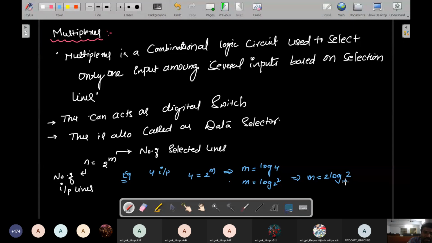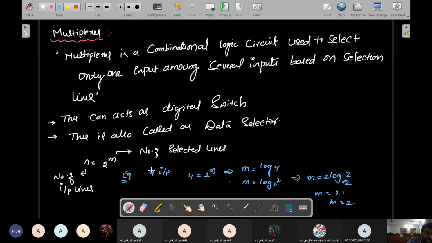Sorry, log base 2, not base 10. So log 2 power 2 is nothing but 4, and it will be 2 log 2 with base 2, which is equal to 1. Therefore m is equal to 2 into 1, so m is equal to 2. Therefore if you consider 4 inputs, your selection lines are 2. With 4 inputs, the selection lines will be 2.